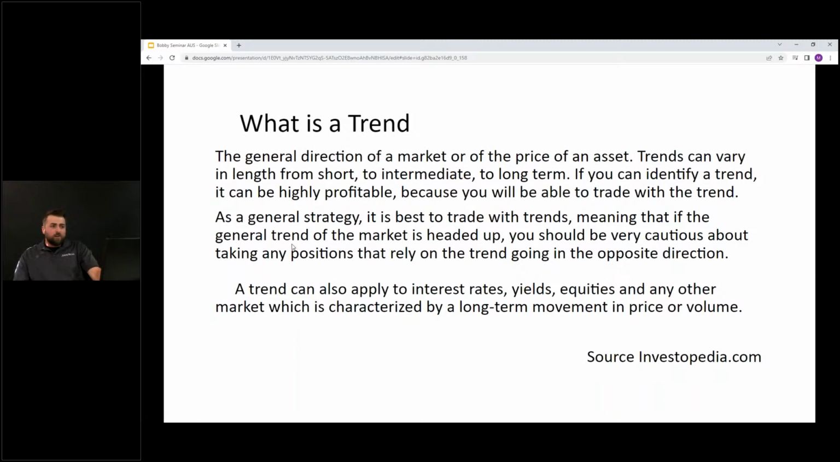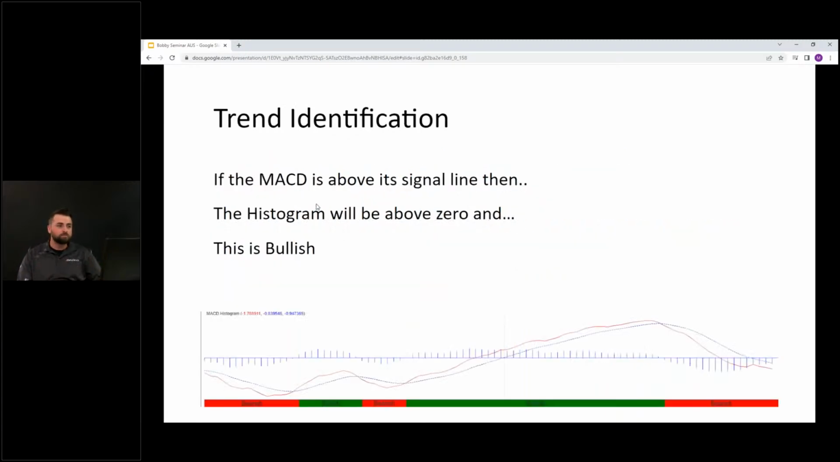A trend can also be applied to things like interest rates, yields, and equities, and any other market which is characterized by a long-term movement in price or volume. It doesn't have to just be the trend in a stock or something of that nature. So there's several different ways of looking at it as well.